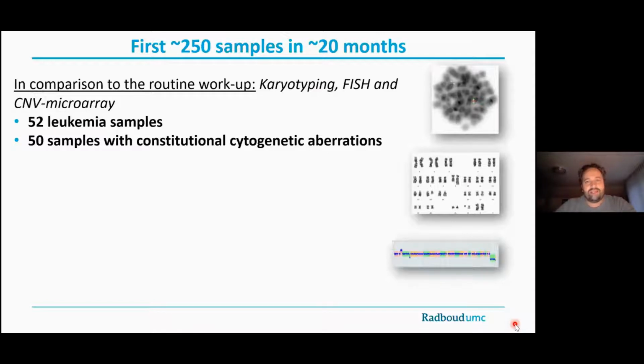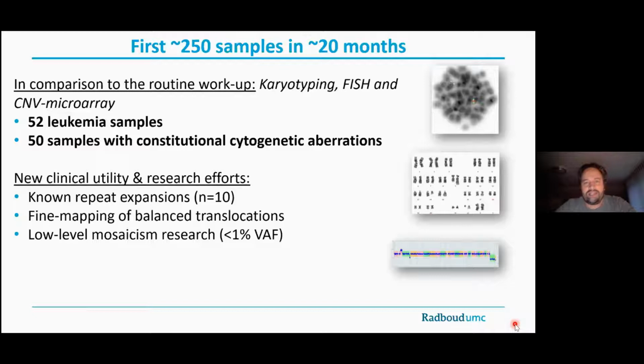What I would like to share is an experience in using optical genome mapping by BioNano for roughly 20 months by now. Despite the lockdown measures in our own laboratory, we still managed to analyze a total of 250 samples over the last 20 months or so. The huge focus has gone into using optical mapping to compare it to our routine workup for cytogenetics. That is usually a mix of karyotyping, FISH, and CNV microarrays. And we did that for two applications: leukemia samples and samples with constitutional cytogenetic aberrations.